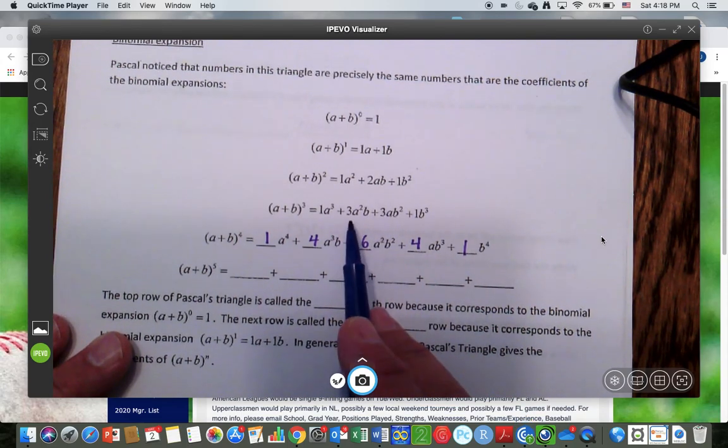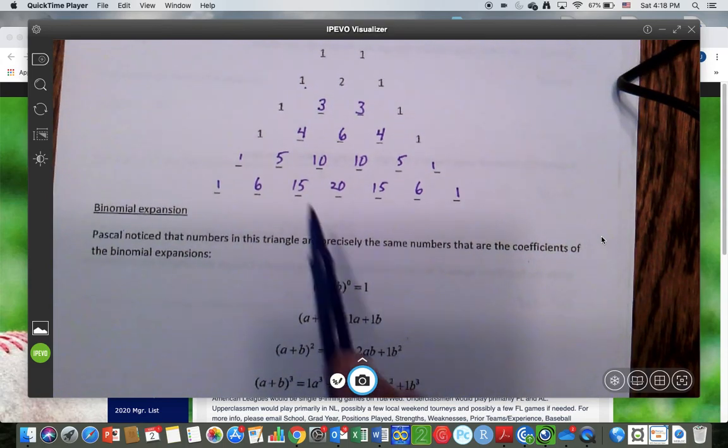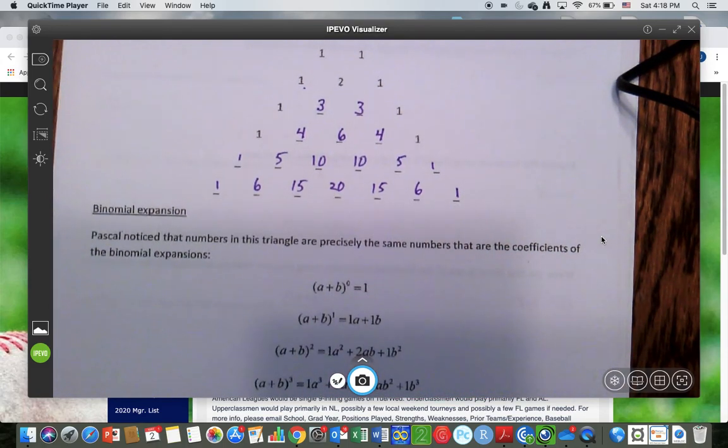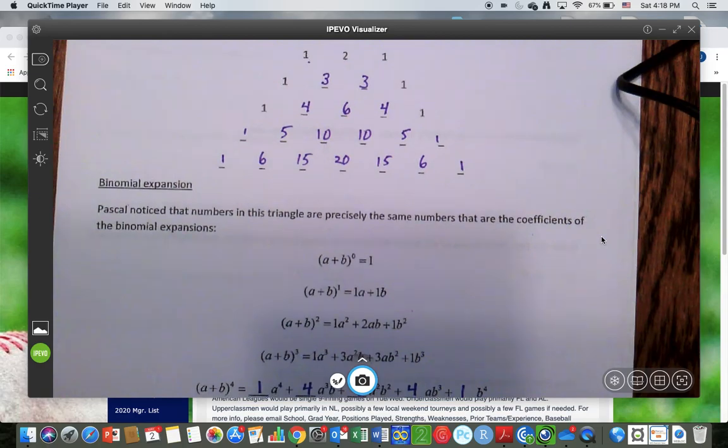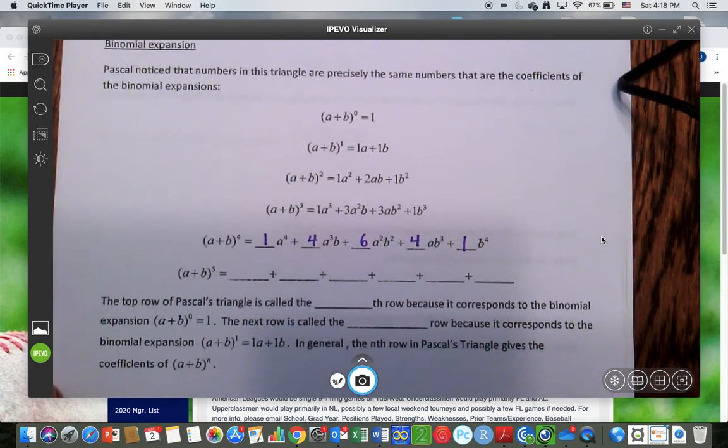And I know this one's going to be 3 plus 3. Or if we go back to Pascal's triangle, I can cheat and look at that instead. That's not really cheating though. That's mathematical.